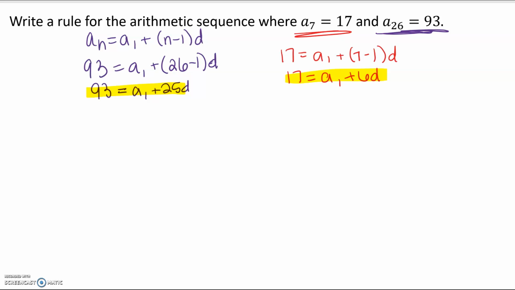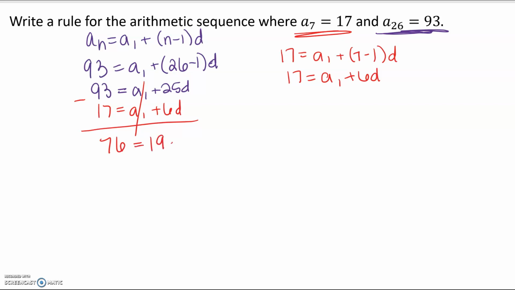Okay, so looking at those two, if I put them right on top of each other, it might help us out. Okay, so I can solve this system of equations using elimination pretty easily because those first terms are both going to cancel out. So now when I subtract, I'm going to have 76 equals 19D. And when I divide by 19 on both sides, I can find my common difference is 4.